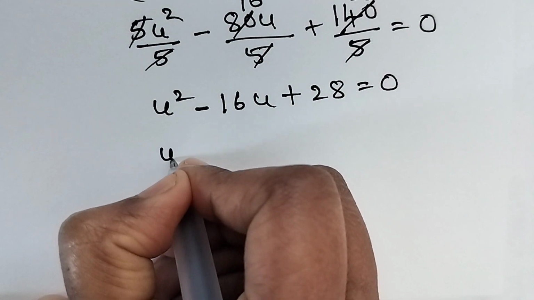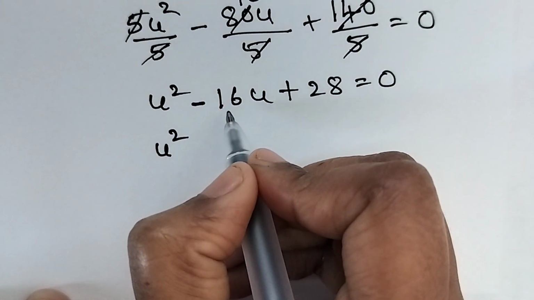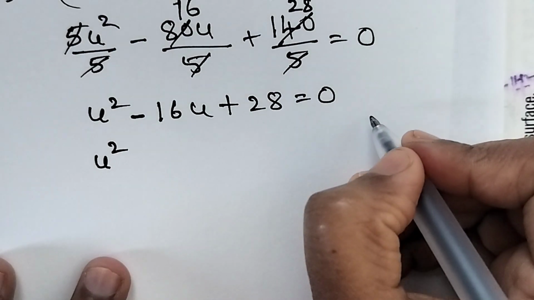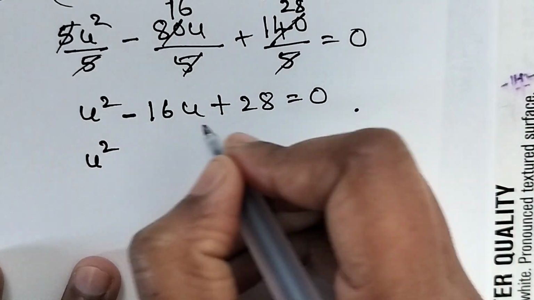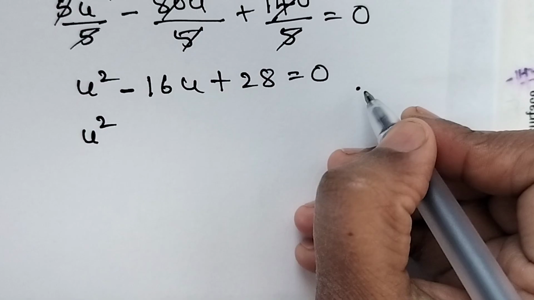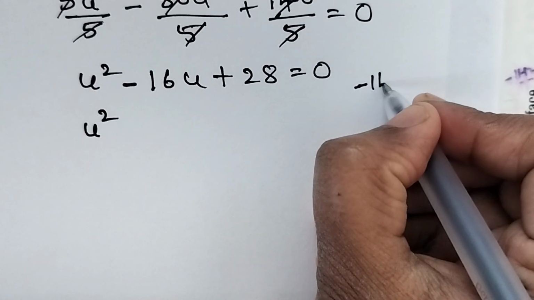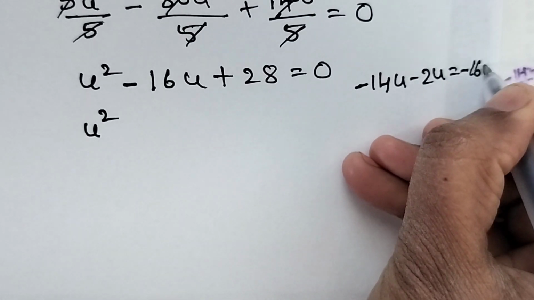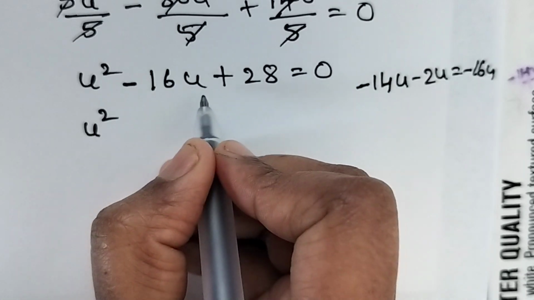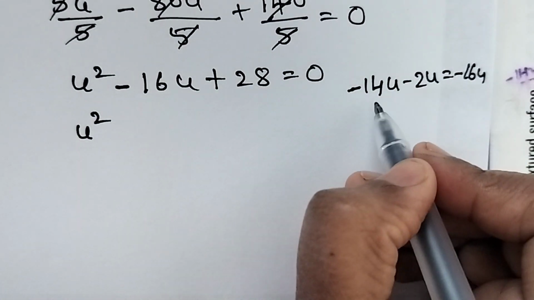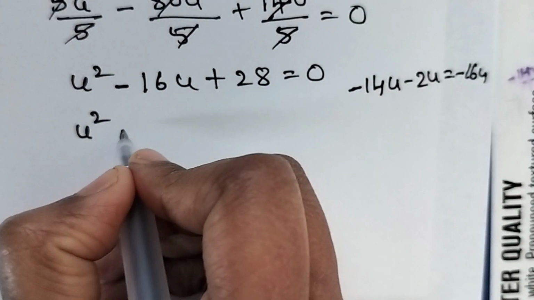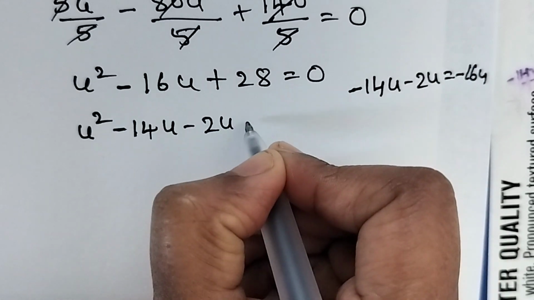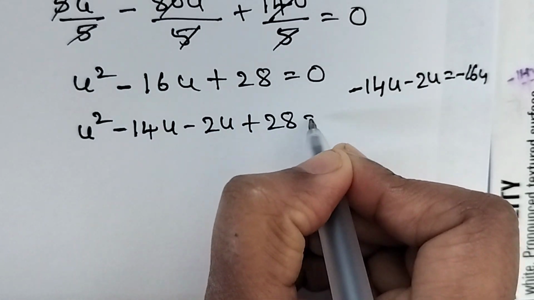So u square, so here we have minus 16u. So minus 16u we can write as minus 14u minus 2u, which is equal to minus 16u. So in place of minus 16u, we are going to write this term: minus 14u minus 2u, plus 28 is equal to 0.